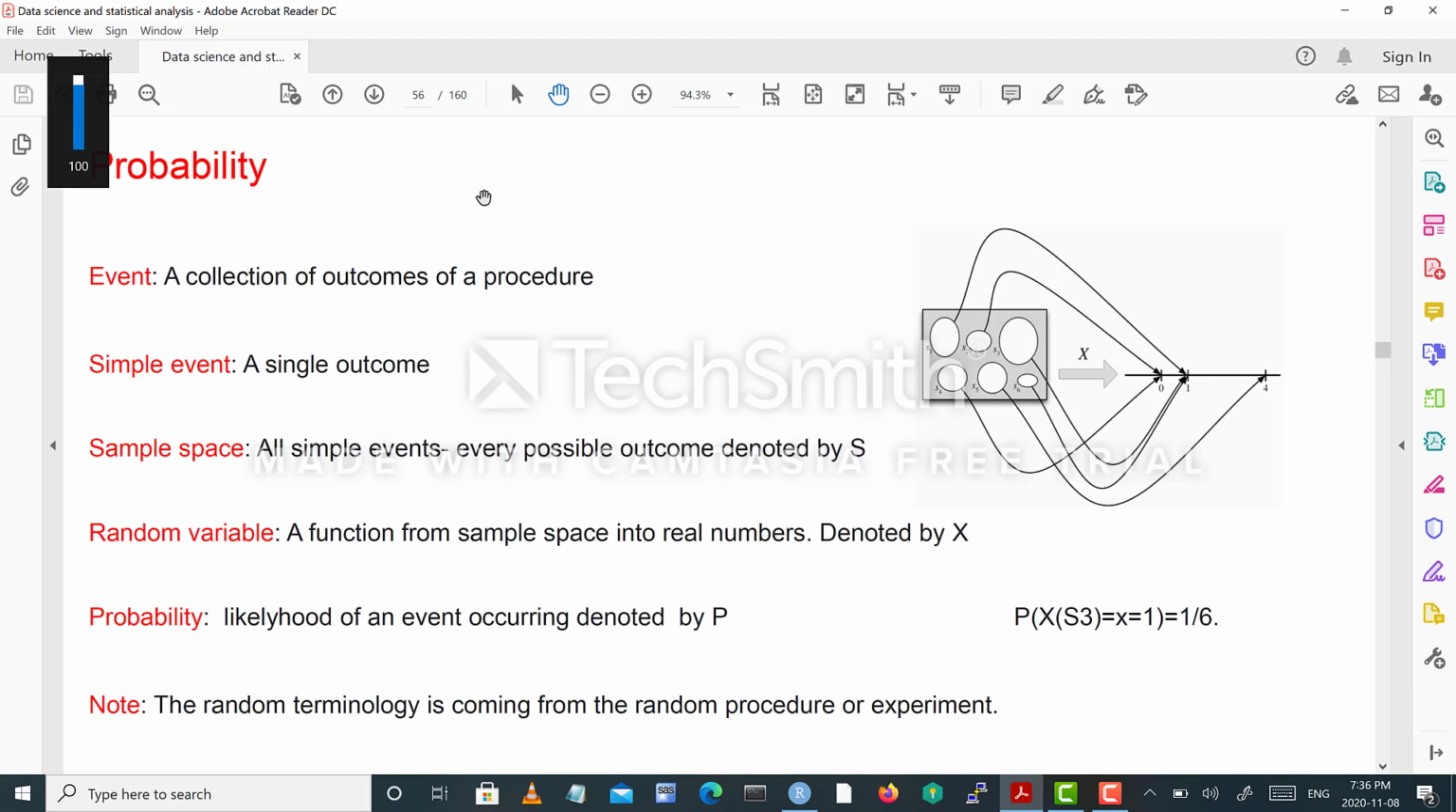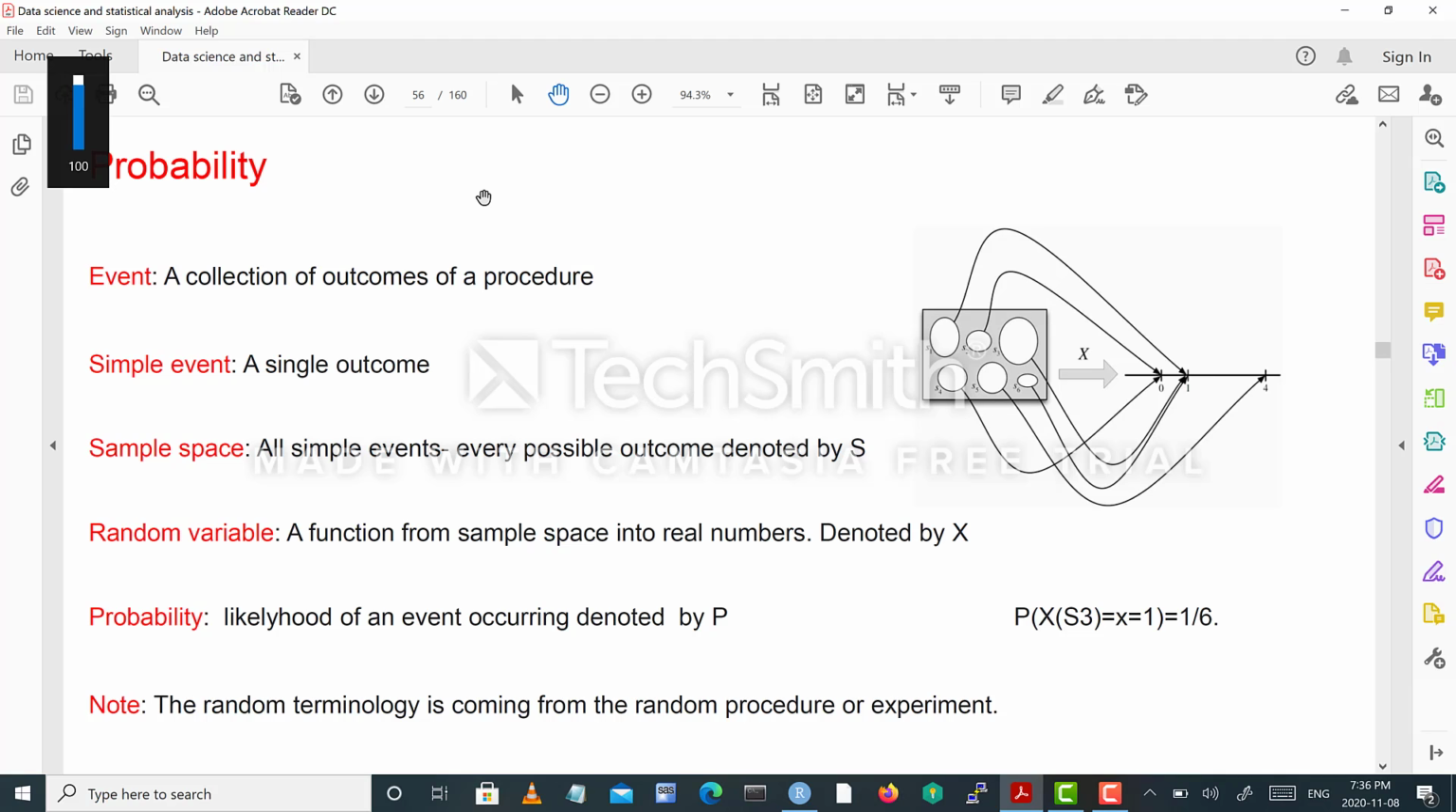Probability is the likelihood of an event occurring or happening, denoted by P. For example, P of X, the random sample S3, which maps to 1, is equal to 1/6. This means that the relative area of the random sample S3 with respect to the whole area of the rectangle is equal to 1/6.